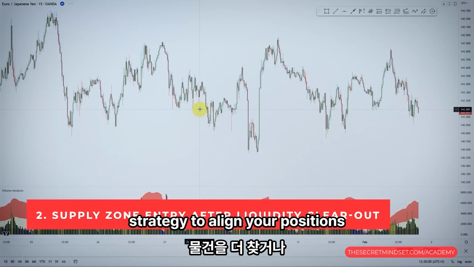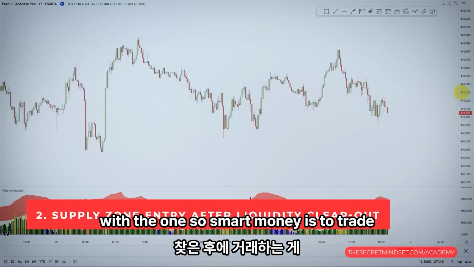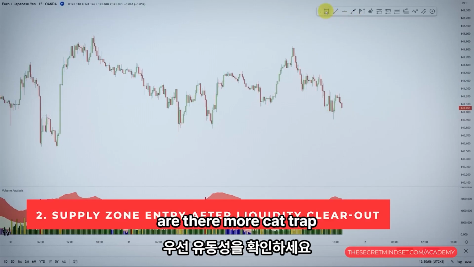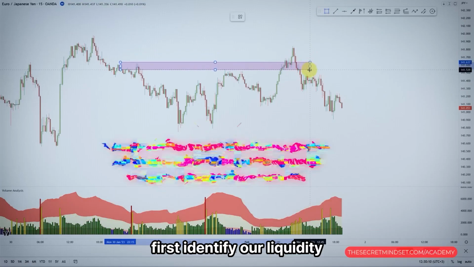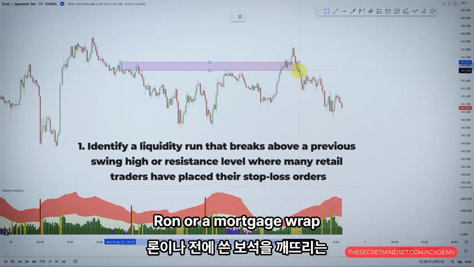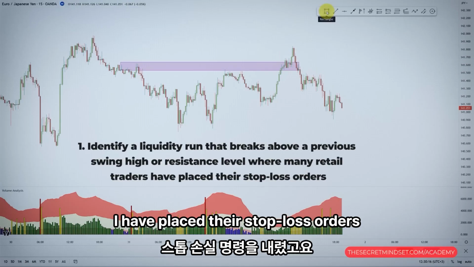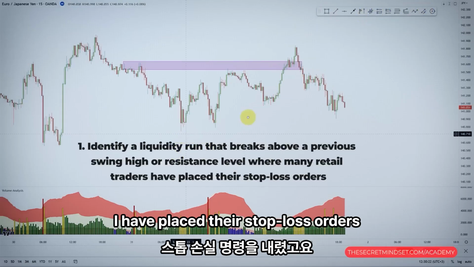Strategy to align your positions with the ones of smart money is to trade supply zones after a liquidity clearout or after you find other market traps. First, identify a liquidity run or a market trap that breaks above a previous swing high or a resistance level where many retail traders have placed their stop-loss orders.